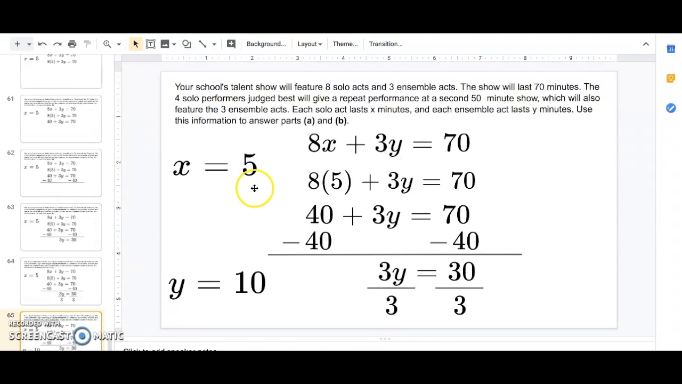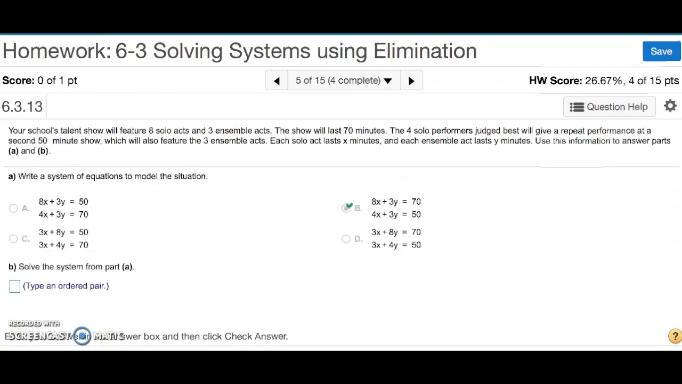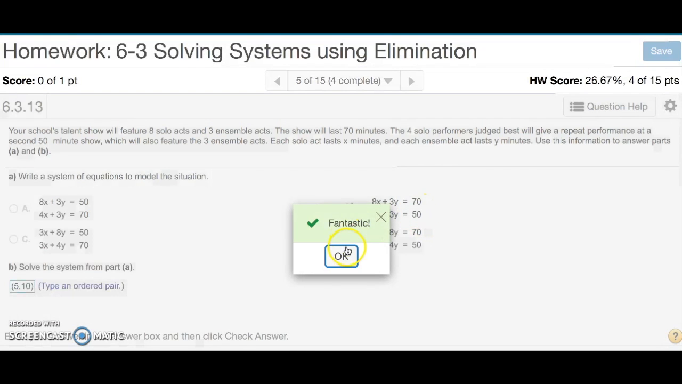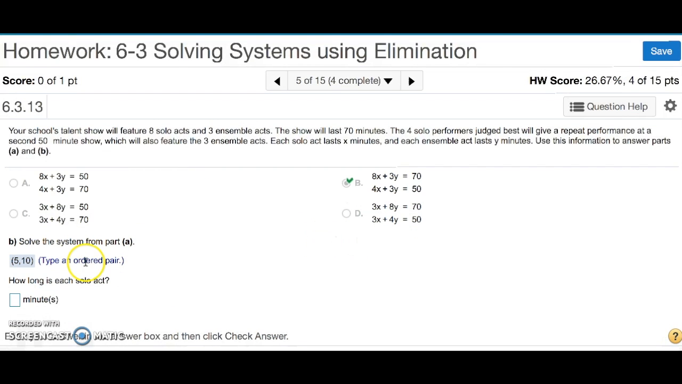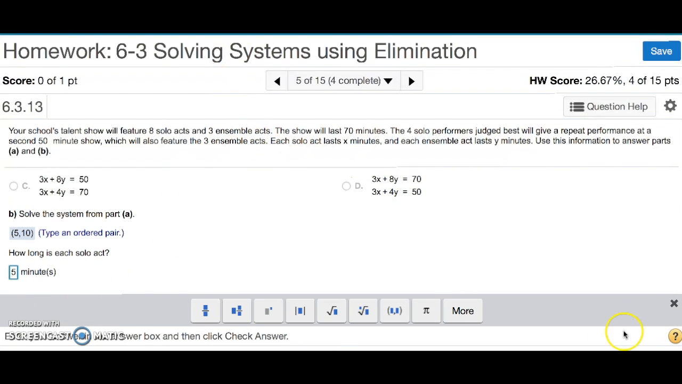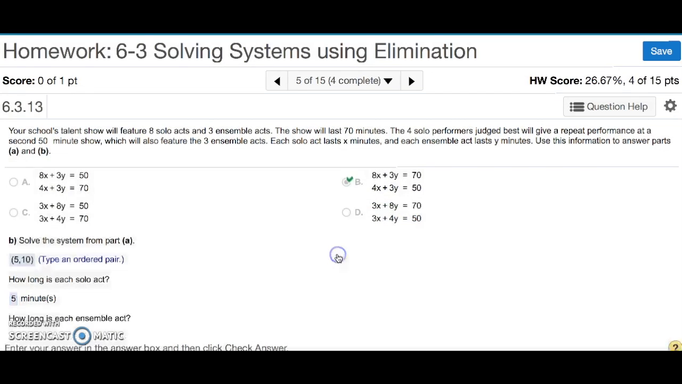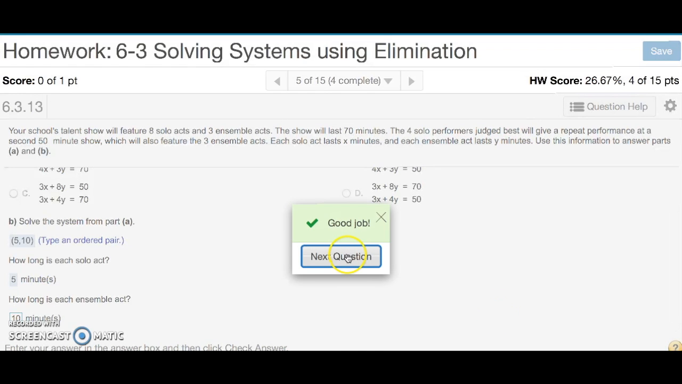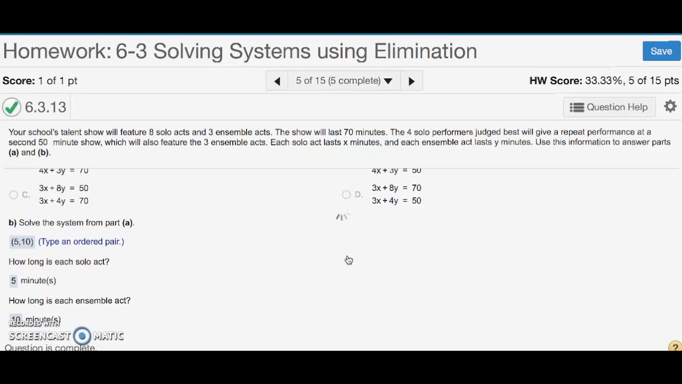So my ordered pair then would be (5, 10). That's what it's asking for in B. So parenthesis 5, 10. So it now says, how long is each solo act? Solo is x, and we said x was 5, so 5 minutes. And ensemble acts is the y, and that's 10 minutes. And then that's number 5.